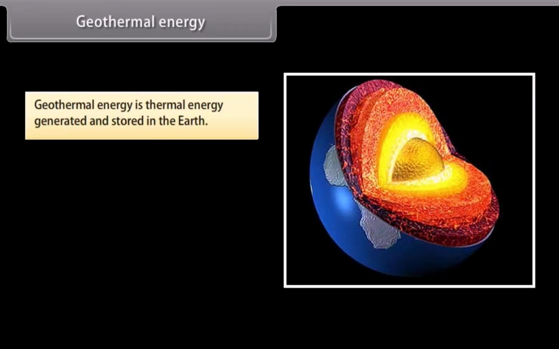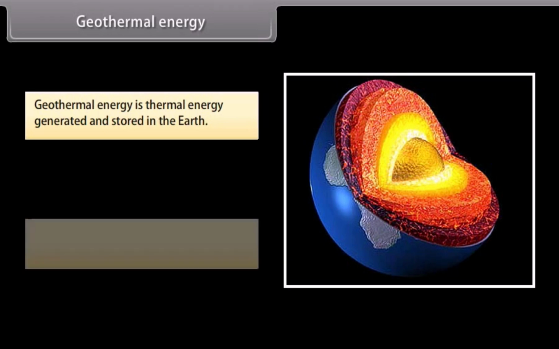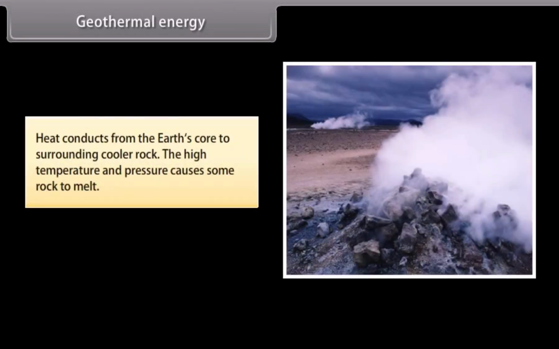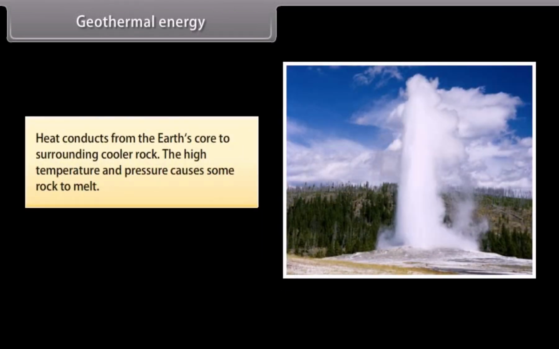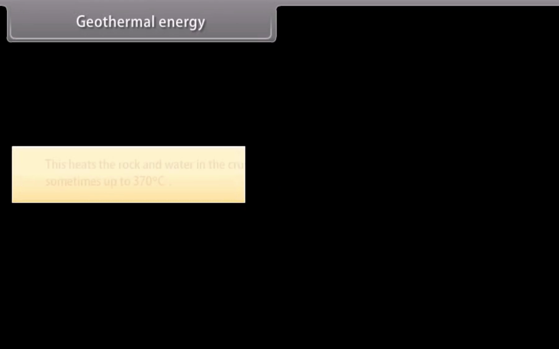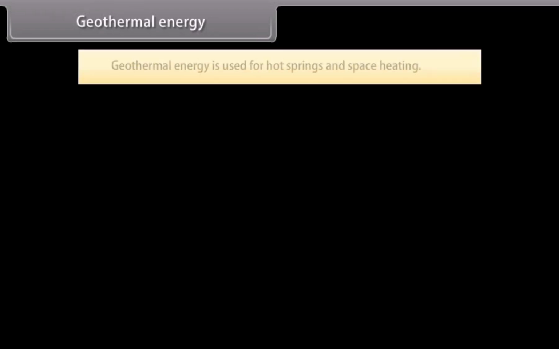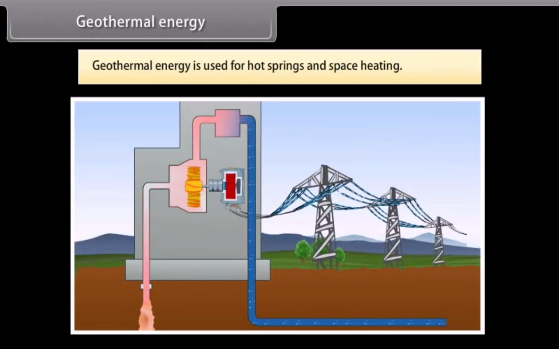Geothermal energy. Geothermal energy is thermal energy generated and stored in the earth. Molten rocks are formed in the deeper hot regions of Earth's crust. Heat conducts from the Earth's core to the surrounding cooler rock. The high temperature and pressure cause some rock to melt. This heats the rock and water in the crust, sometimes up to 370 degrees Celsius. Geothermal energy is used for hot springs and space heating.